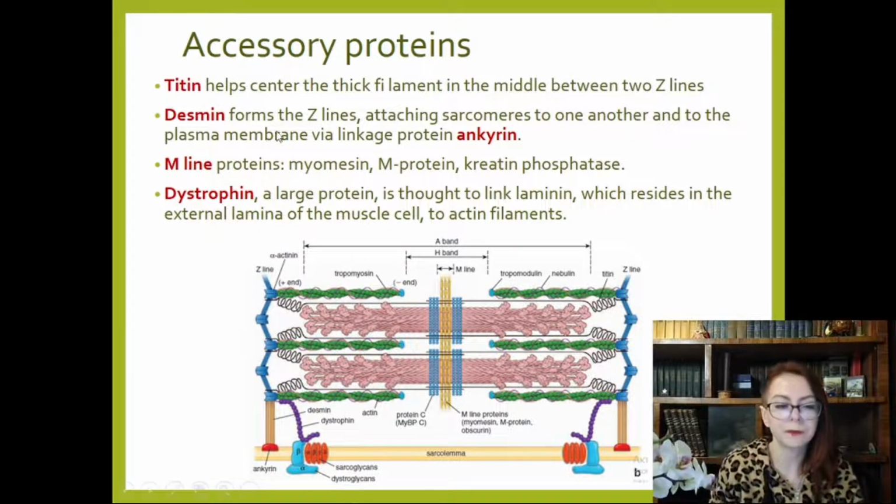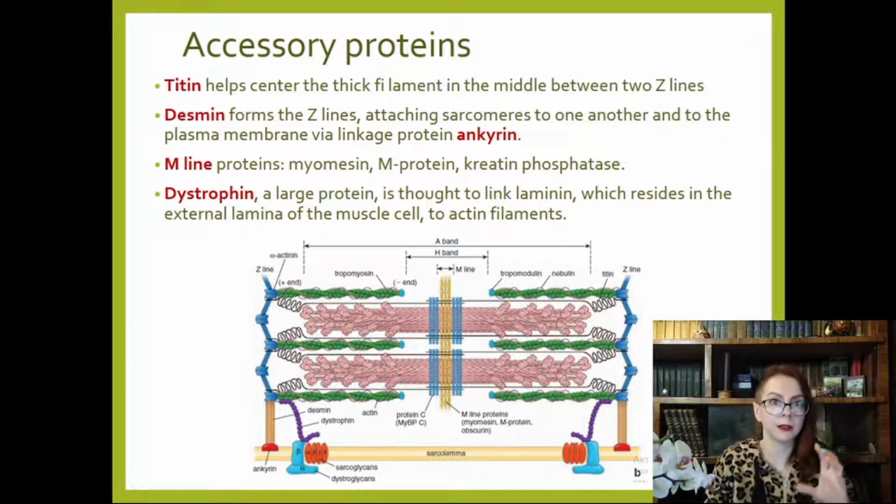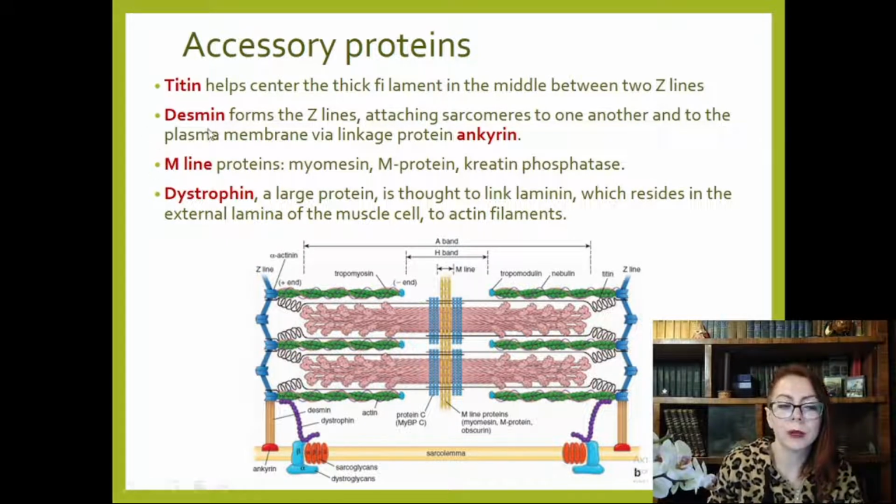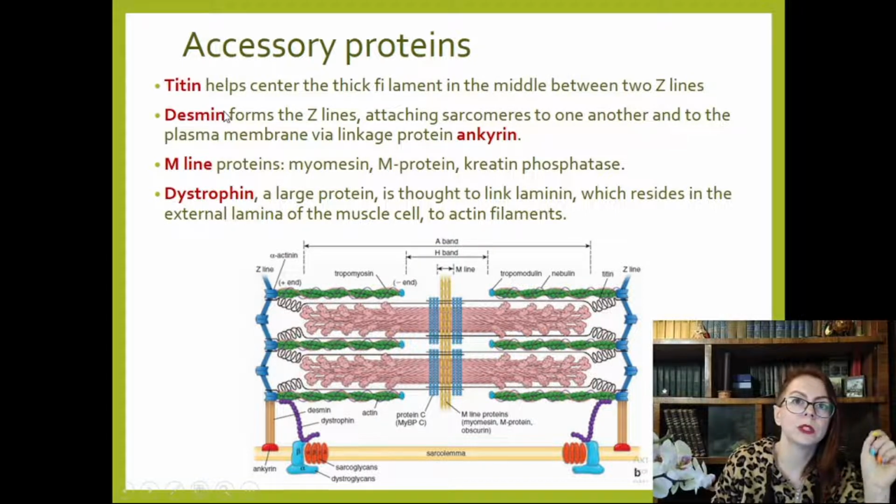Then desmin. Desmin is used in the Z lines, and it is used, as you can see, to fix the Z line to the membrane with the help of another protein which is called ankyrin, like an anchor. So this means, please remember, this is the intermediate filament of the muscle tissues. And in case of tumors, if we don't know the source of metastasis, if we detect desmin there, we guess that the source is muscle tissue, that we should find the primary source among muscles.